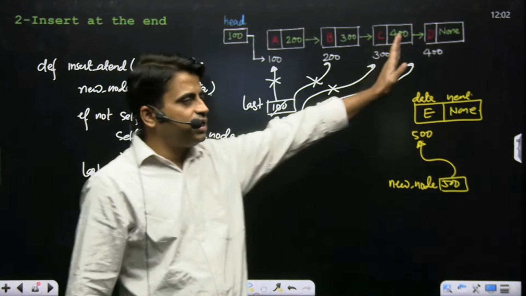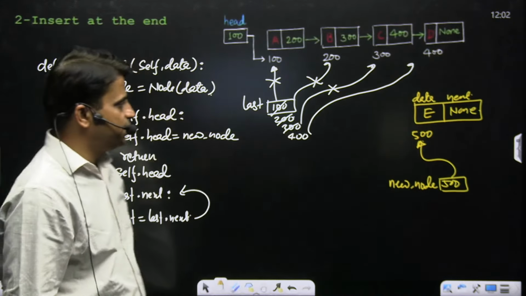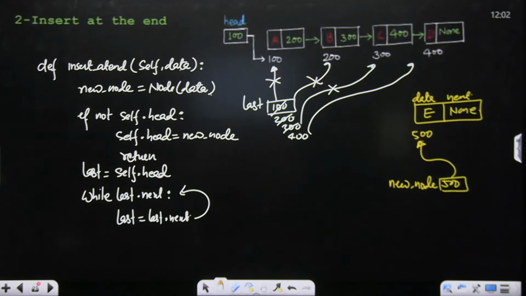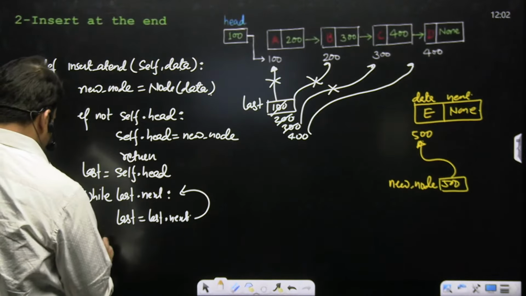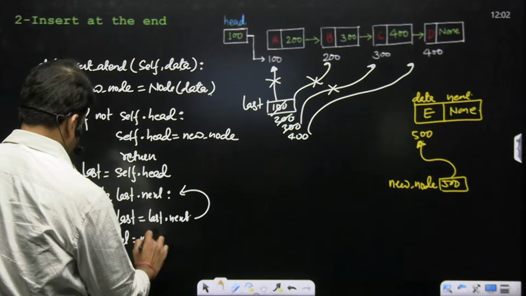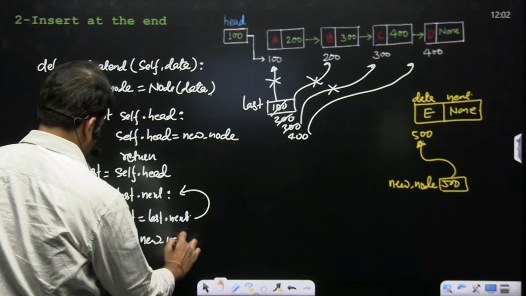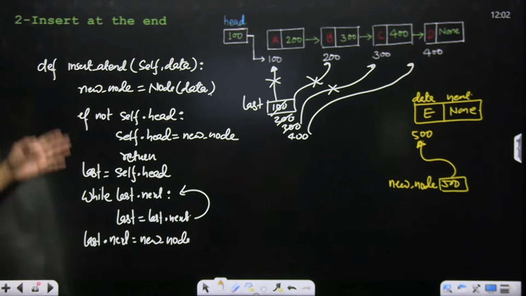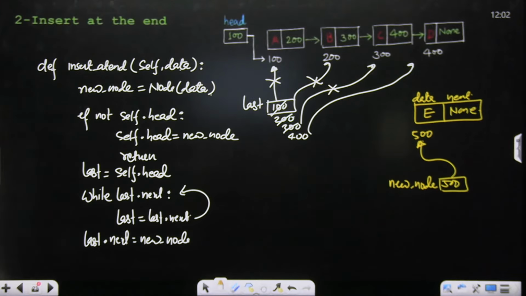You come to this last node. Now you have to insert just at the end, student. Then what is the logic for this insertion? last.next equals new_node. So this is the code. In this way, you can write code in Python, student.